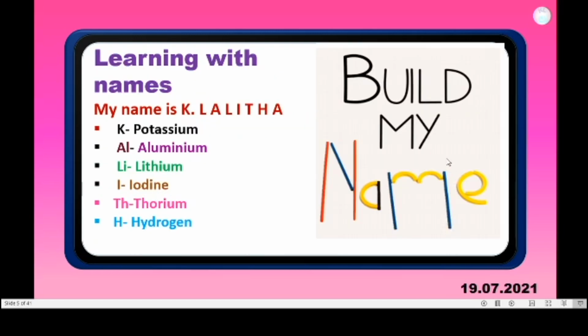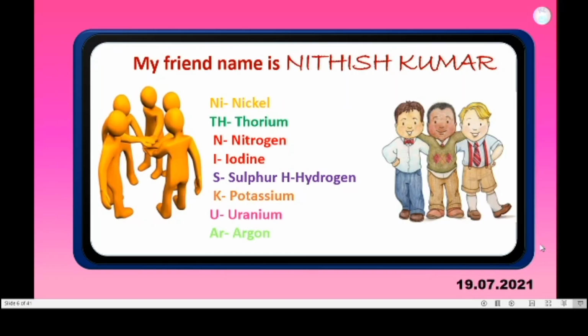Okay, before going to learn compounds, we want to discuss the elements' names. Here, I learn some elements' names by my name. My name is Lalita. What are the elements hidden in my name? K. K is potassium. And Al. Al is aluminium. Li. Li is lithium. I. Iodine. And then Th is thorium. And then H is hydrogen.